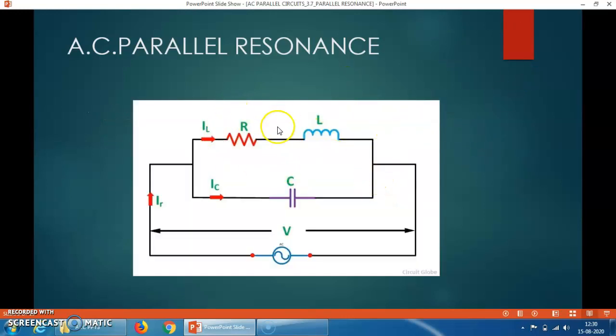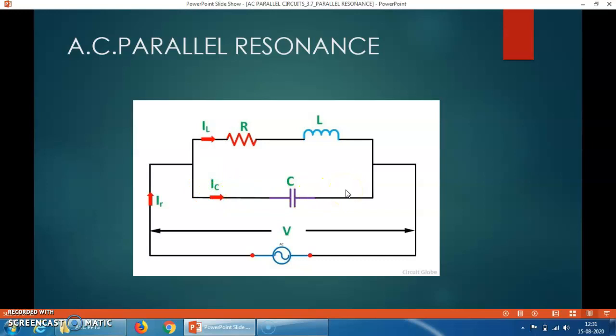One coil having a resistance of R ohm and an inductance of L Henry is connected in parallel to a capacitor having a capacitance of C Farad. So this is the circuit diagram for parallel resonance, which is connected to the AC supply. Here the circuit current I is split into two branches, IL and IC. IL is the current flowing through the coil, or the RL branch, and IC is the current flowing through the capacitor.